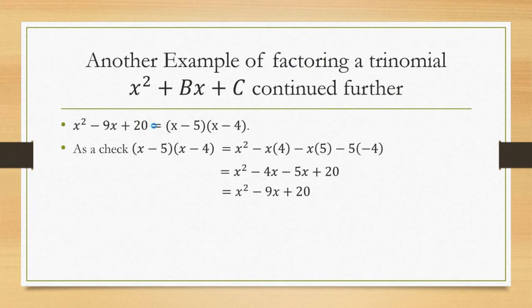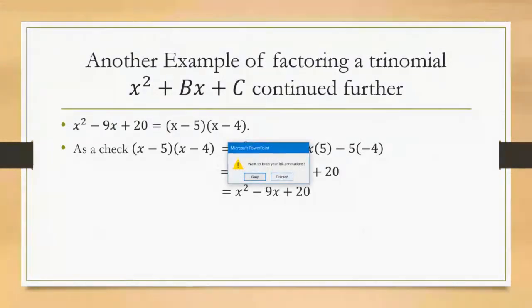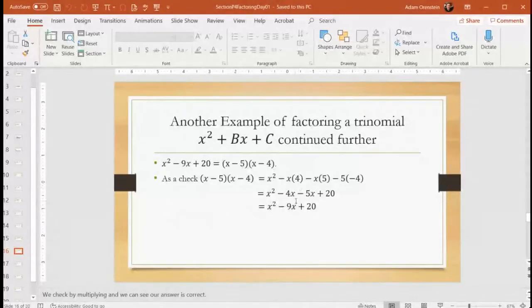Someone has a question. Something I kind of observed maybe: with the constant term being plus 20, when the constant term is positive, does that mean the two numbers have to be the same sign? They're either both positive or both negative? Exactly, yeah. That's right.